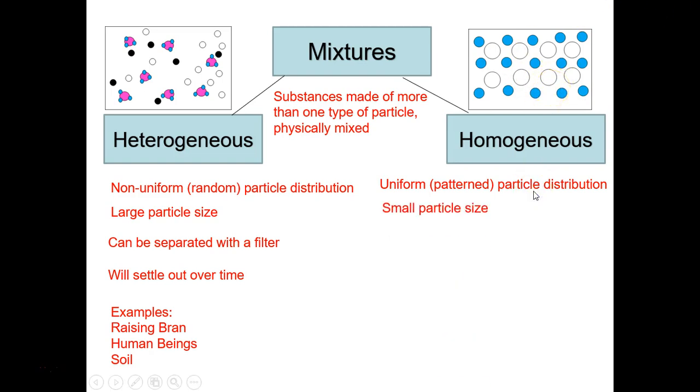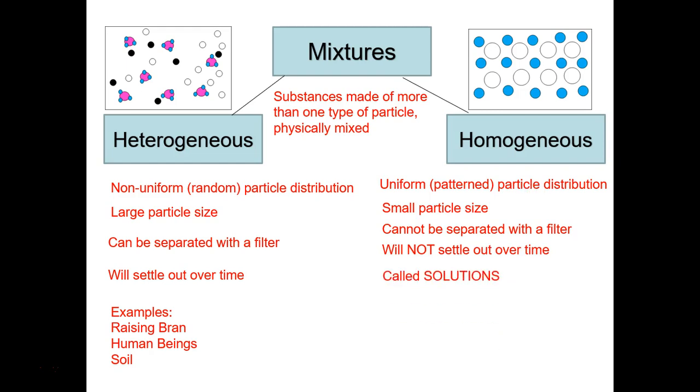So in a homogeneous mixture, the particles are very small. That means you cannot separate a homogeneous mixture with a filter because the particles are small enough to pass through the pores in the filter. That also means that they will not settle out over time. Now, a homogeneous mixture also has a special name called a solution. We're going to look at solutions a lot in Unit 9 at the very end of the school year.